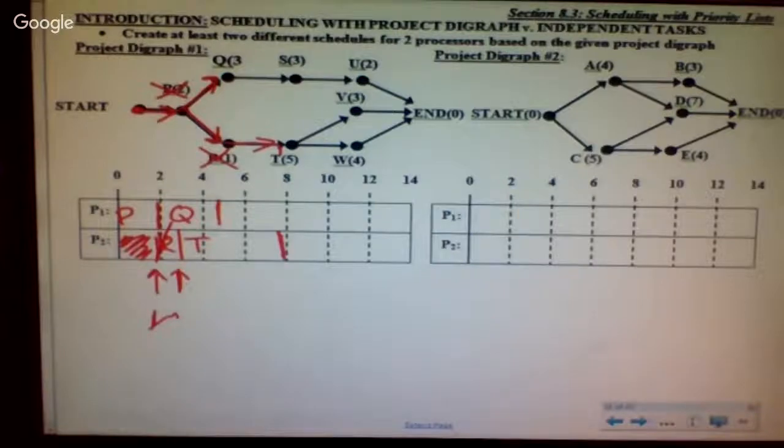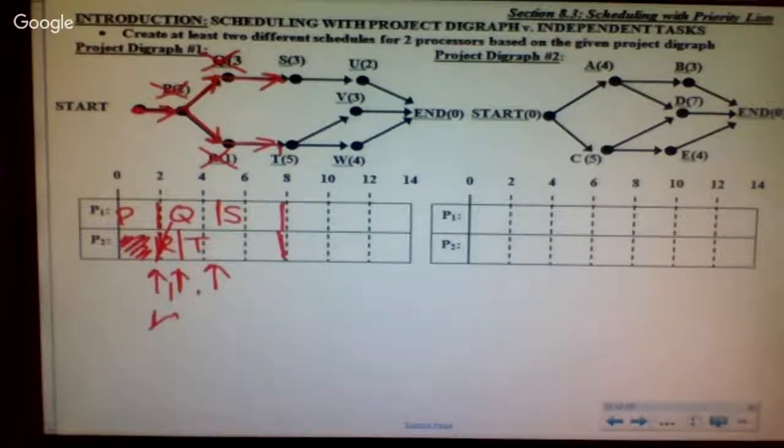Okay, hold off for a second. So we stopped at 3. Okay, at 4, everybody's working. At 5, we have another line. This line means Q is now finished. So we cross off Q. Q leads into S. So now I can schedule S because Q is finished. Q ended at 5 plus the 3 hours then takes me to 8.